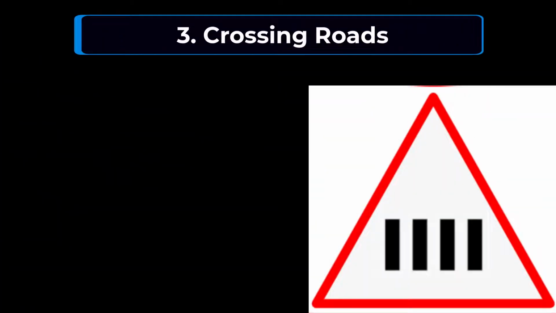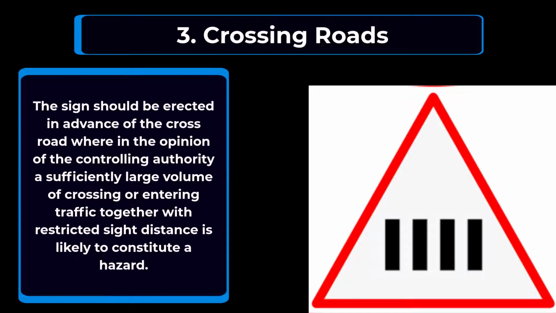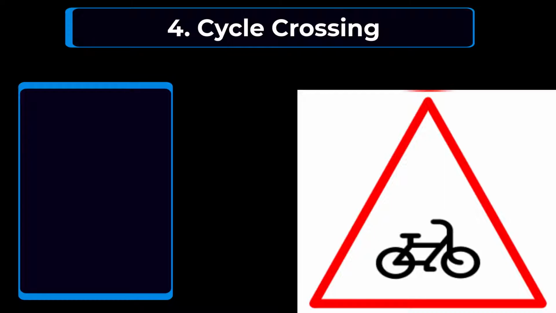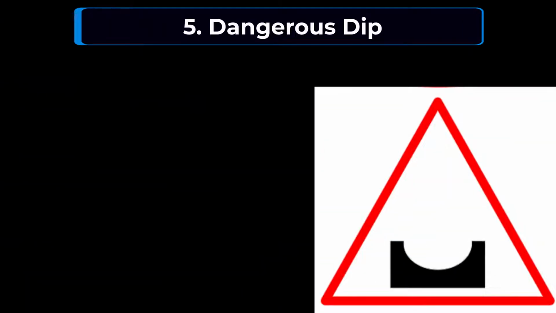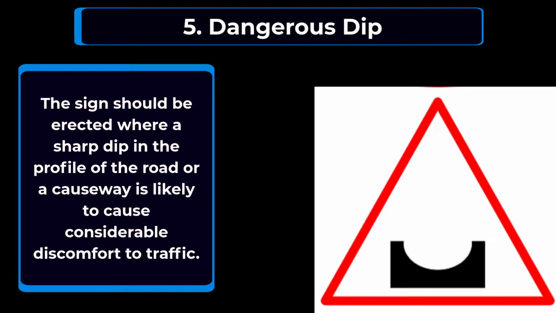3. Crossing roads. The sign should be erected in advance of the cross road where, in the opinion of the controlling authority, a sufficiently large volume of crossing or entering traffic together with restricted sight distance is likely to constitute a hazard. 4. Cycle crossing. The sign should be erected in advance of all uncontrolled cycle crossings. 5. Dangerous dip. The sign should be erected where a sharp dip in the profile of the road or a causeway is likely to cause considerable discomfort to traffic.